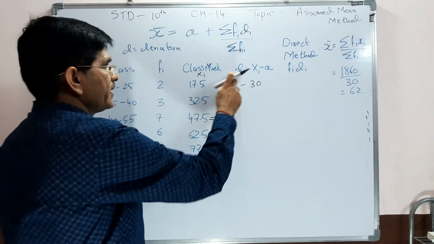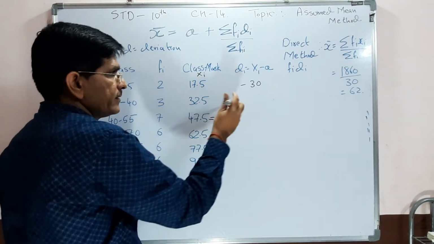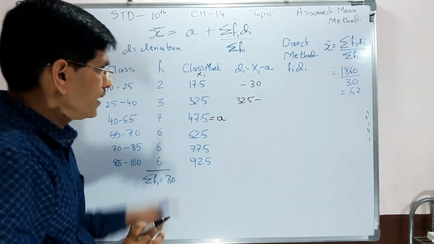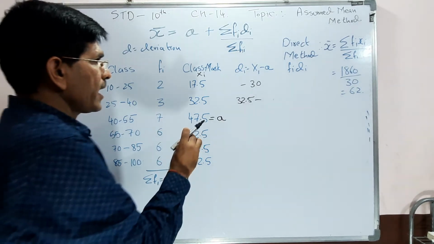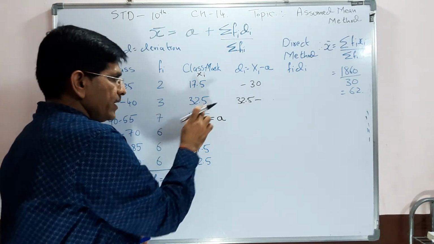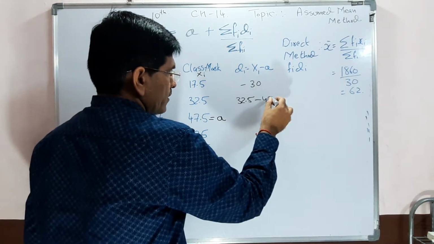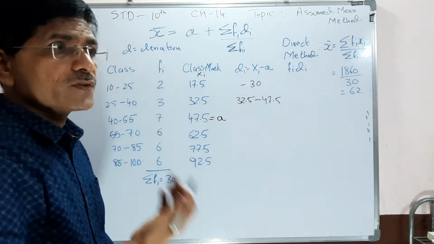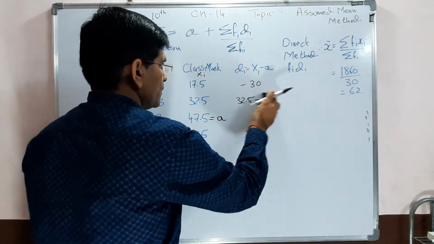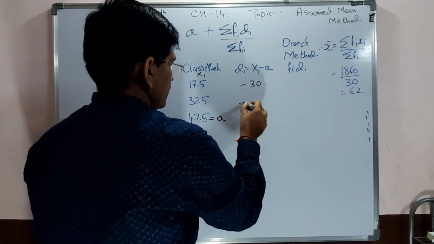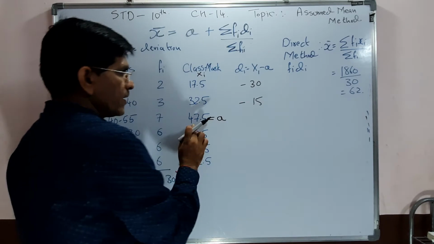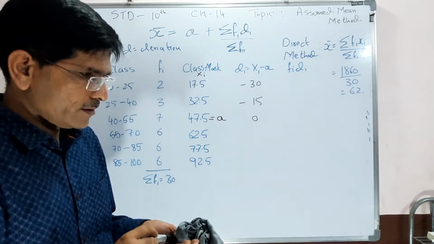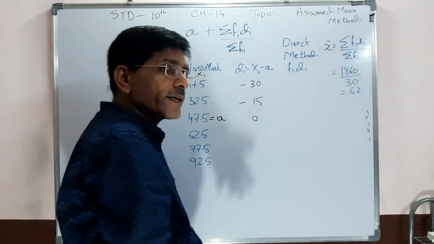Second, di again, 32.5. This is for understanding, don't write it like that. I am looking for you to understand how you get the value. 32.5 minus 47.5 is minus 15. I have to write minus 15. Again here, 47.5 gives 0.